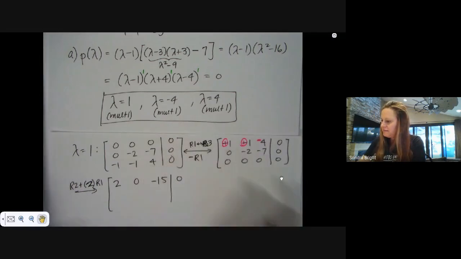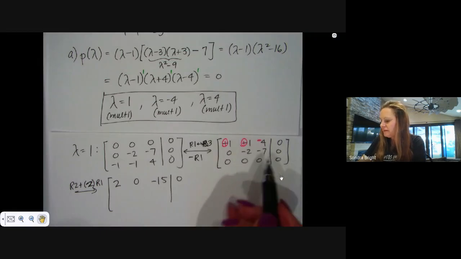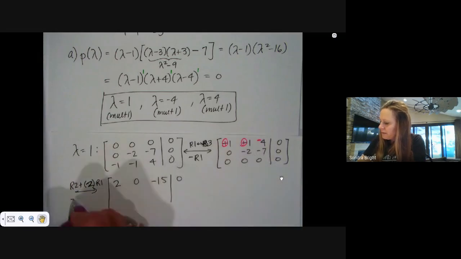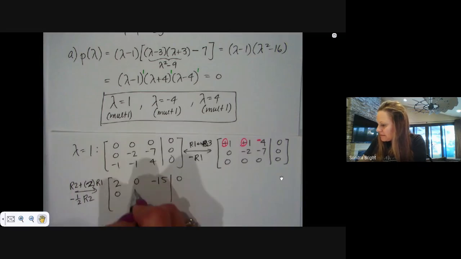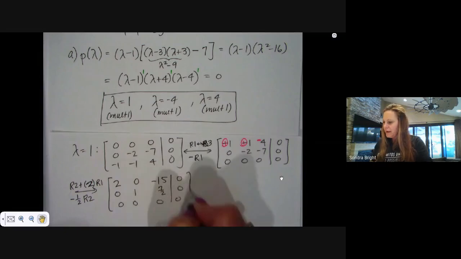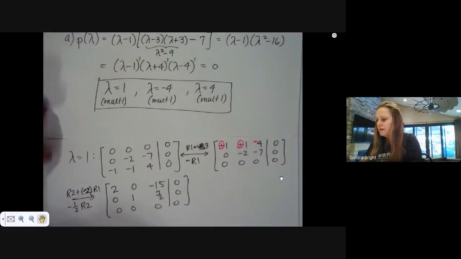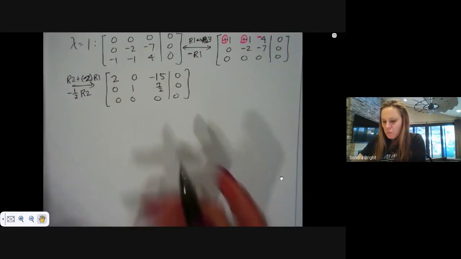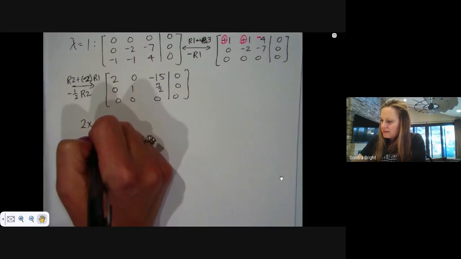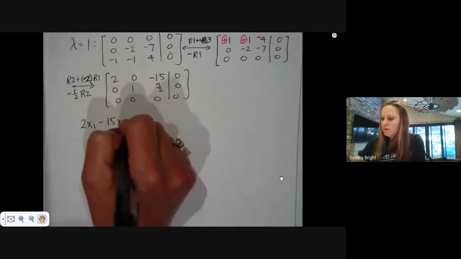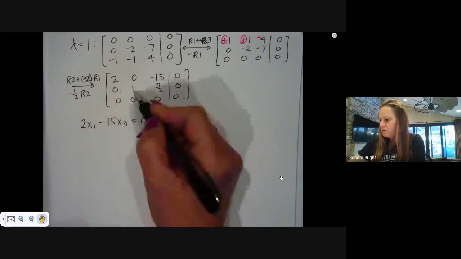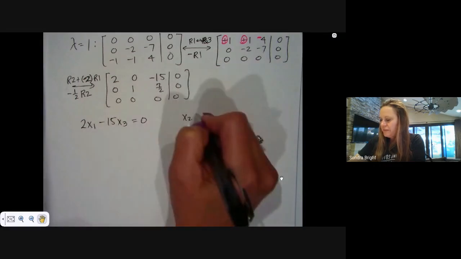And then I could leave it and do it after, but I'll just do it right now: -1/2 times row 2. So I get a 0, a 1, a positive 7 halves, and then a 0. And then this third row is still all zeros. So what does that give me? First row says 2x1 minus 15x3 is equal to 0. And row 2 says x2 plus 7 halves x3 is equal to 0.